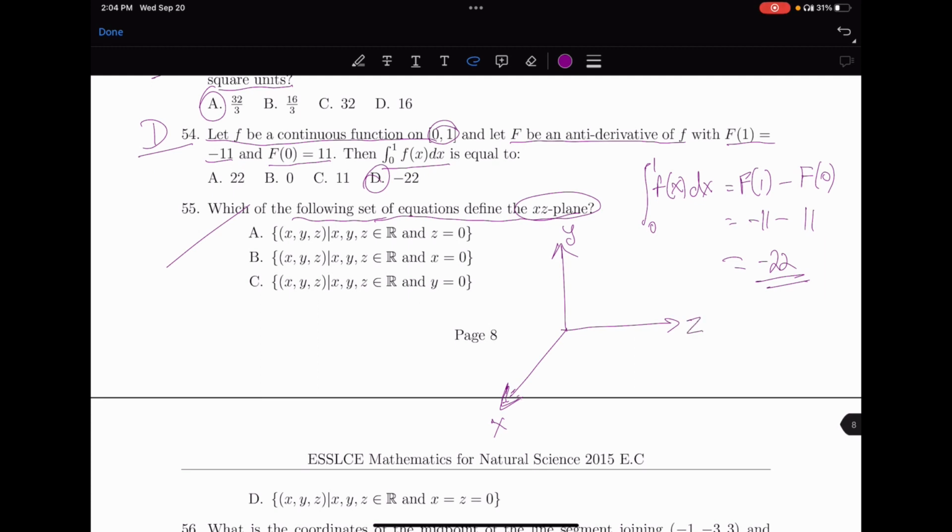Now what we want is the xz plane, this region. This region is where y is 0. The set of x, y, z such that x, y and z are real numbers and y is equal to 0. Therefore C is the answer.